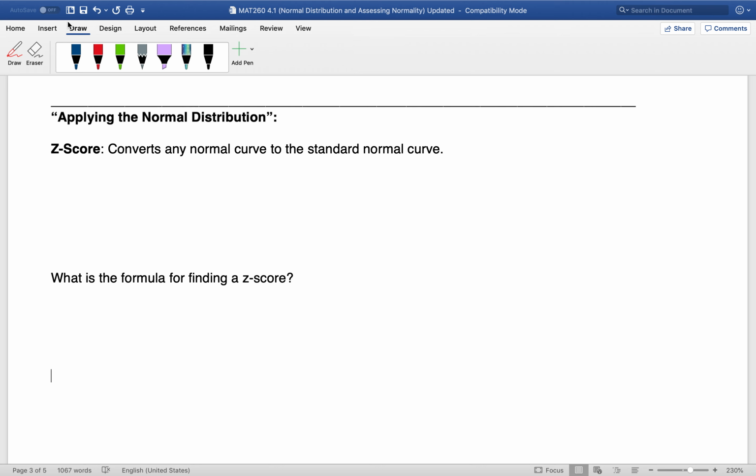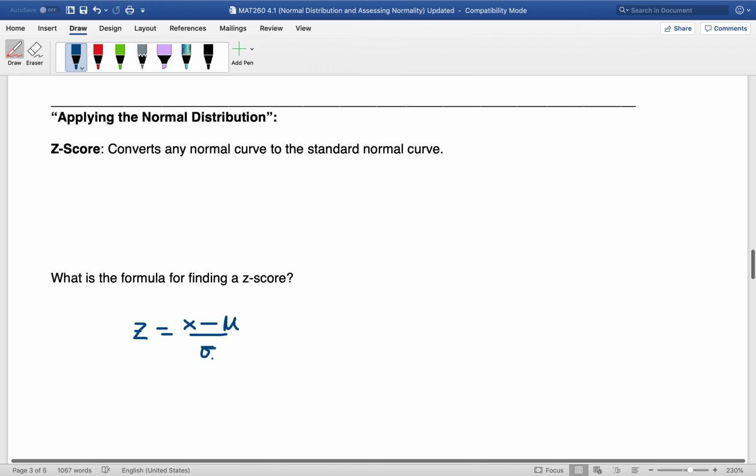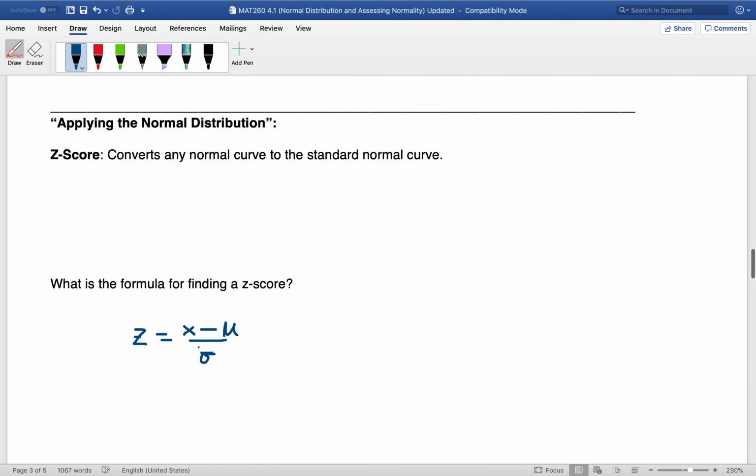In this video, we will learn about z-scores. So first off, a z-score converts any normal curve to the standard normal curve. And the formula for finding a z-score is z equals x minus the mean over standard deviation, where the mu is the mean and sigma is the standard deviation.